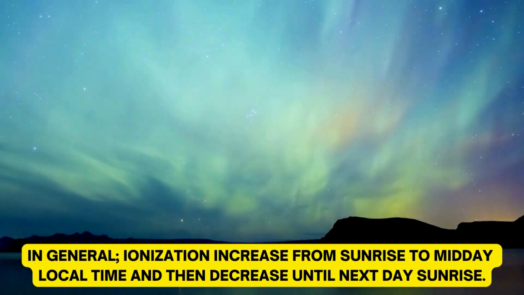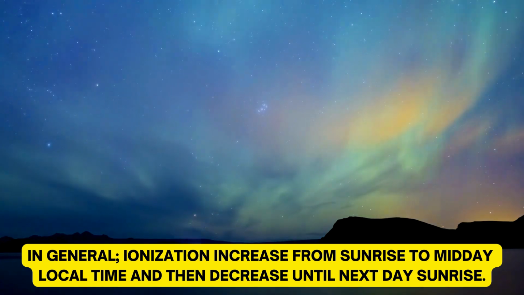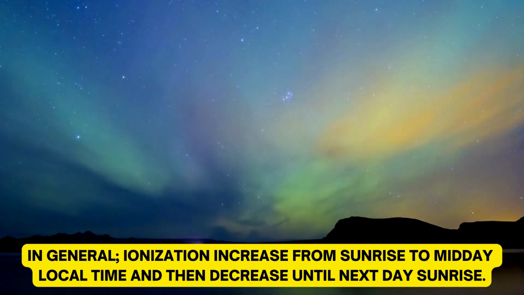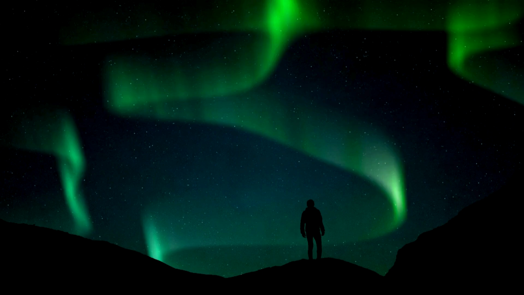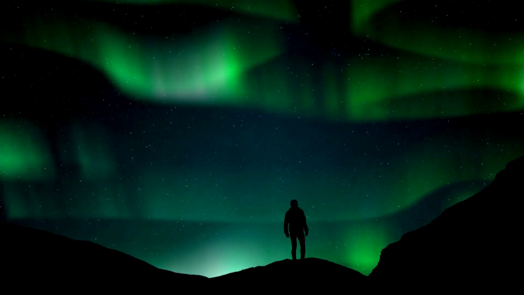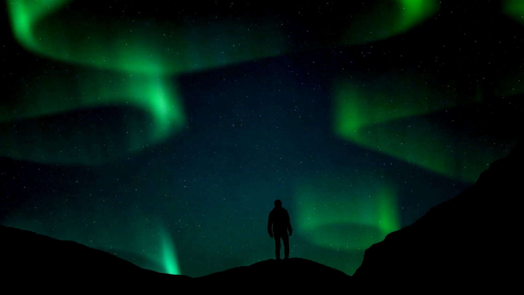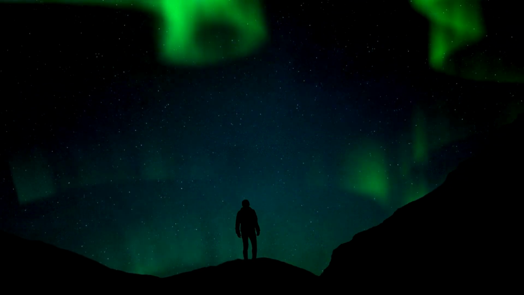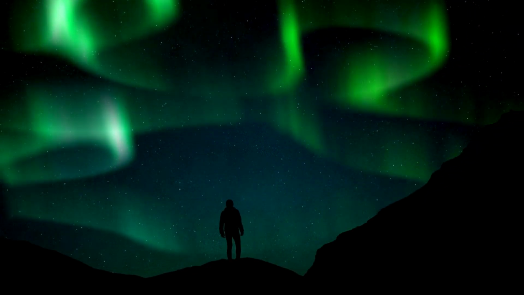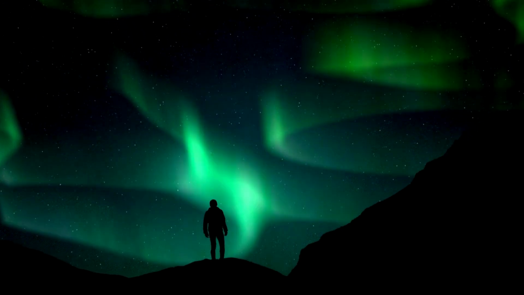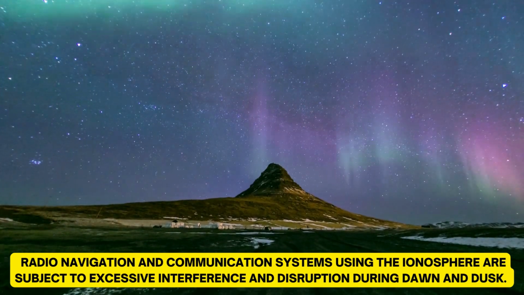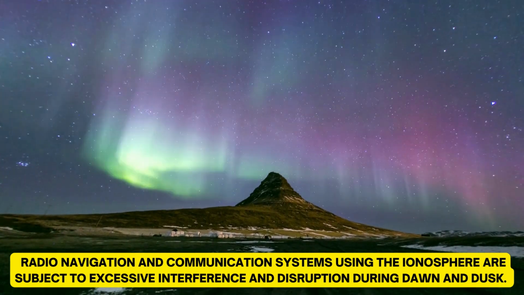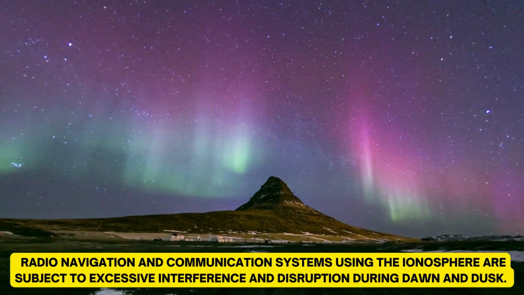In general, ionization increases from sunrise to midday local time and then decreases until next day sunrise. The structure of ionization layers gives stable conditions by day and by night. However, around dawn and dusk, the ionization layers are in a transitional state. So radio navigation and communication systems using the ionosphere are subject to excessive interference and disruption during dawn and dusk.